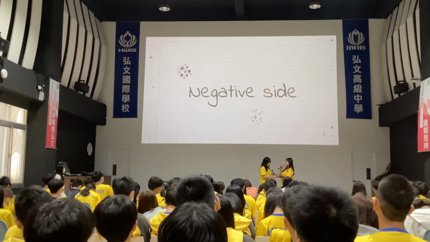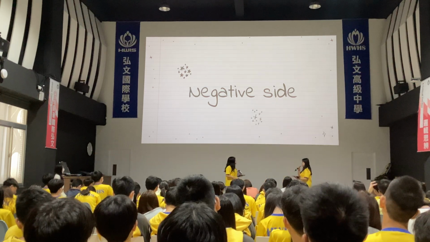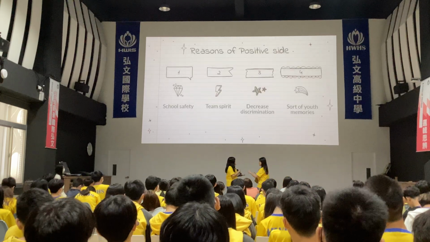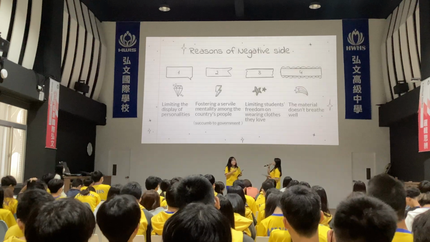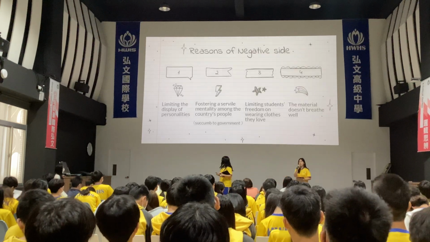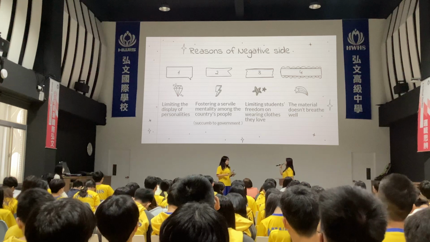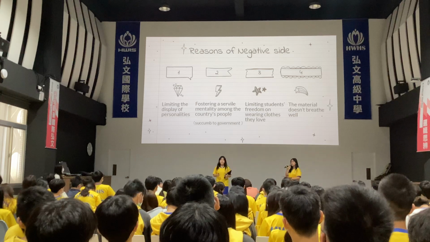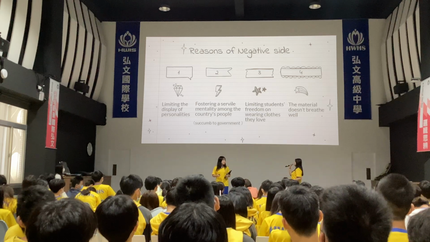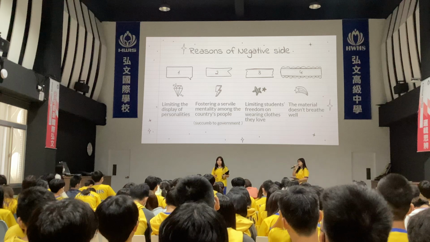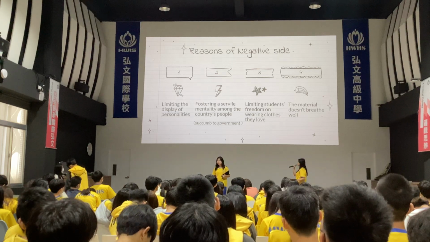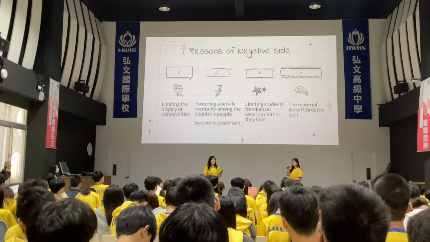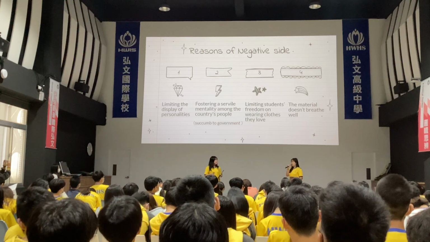So next, we move on to the negative side. Here are the 4 reasons for the negative side. The first one is the limitation on the display of individual personalities. The second one is fostering a survival mentality among the country's people, which we call succumbing to the government. The third one is the violation of students' freedom to wear their favorite clothes. And the last one is that the material doesn't breathe well, and you may feel uncomfortable.